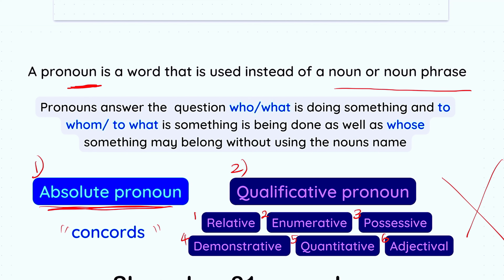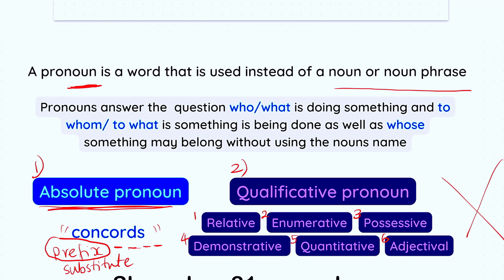Absolute pronouns have concords. Concords are basically prefixes that can be used to substitute for the pronoun. So when you use a concord or the prefix, you can drop the absolute pronoun. Technically, and to be 100% grammatically correct, a concord is not a pronoun because it's a prefix. You need to complete a word with that prefix. It's only part of a word.